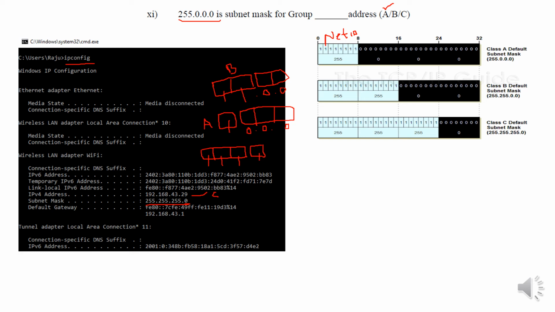So we need to mask these net IDs. So the subnet mask will be 255.255.255.0. In case of class A, it is 255.0.0.0. So not only this question, you should be able to answer any kind of subnet masking questions for class A or B or C.